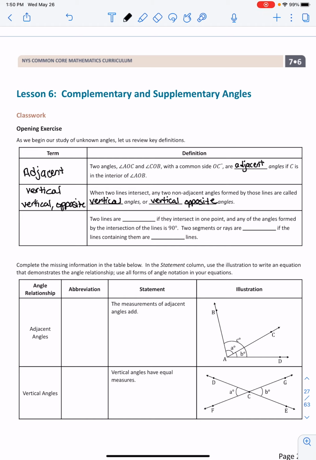The next one, the only one I really care about is this first line, so I'm going to erase the second one or black it out. Two lines are perpendicular if they intersect in one point, and any of the angles formed by the intersection of the lines is 90 degrees. It looks like this, and they form the 90 degrees that way. So it's perpendicular.